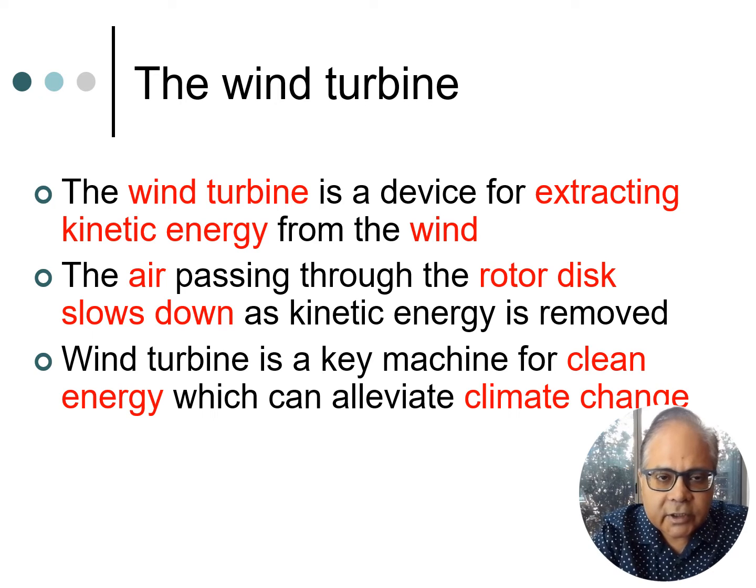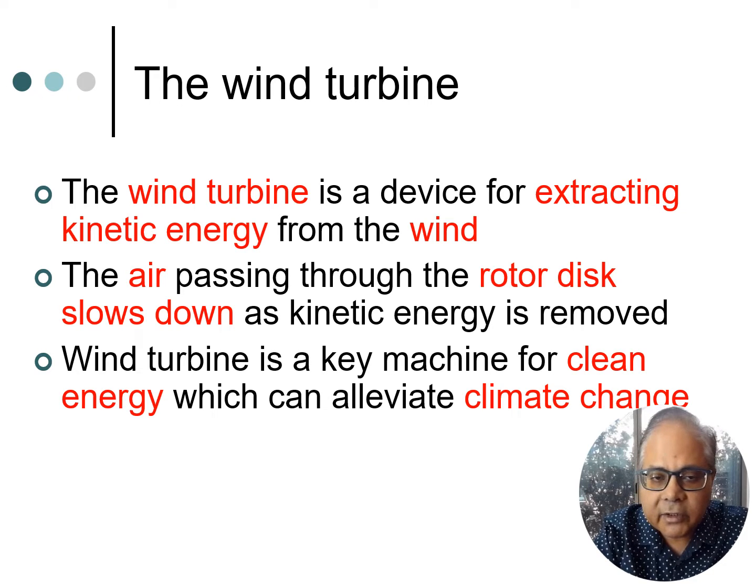So we can see that the wind turbine is a device which lets you extract kinetic energy from the wind, and the air passes through the rotor disc. This air in turn slows down and the kinetic energy from the air or the wind is removed. And then what happens is that this kinetic energy is used to generate power.